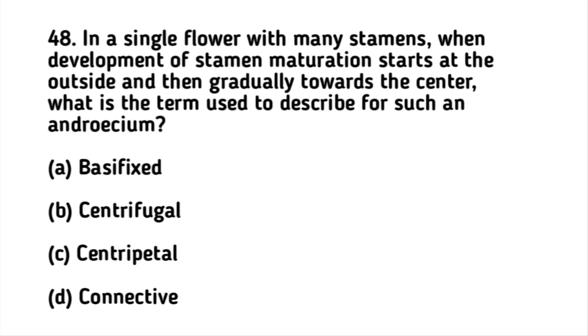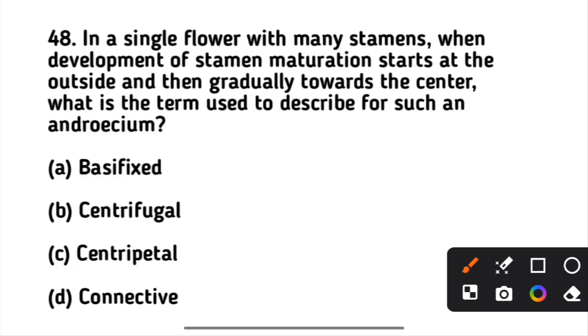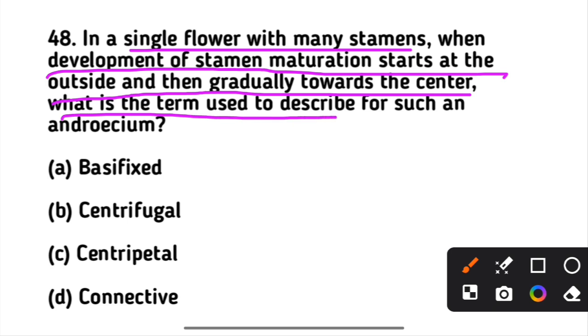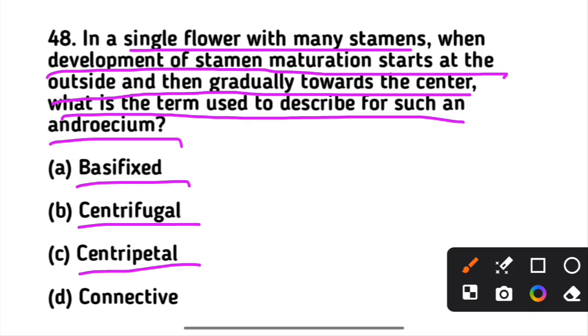Next question. 48. In a single flower with many stamens, when the development and maturation of stamens starts at the outside and then gradually proceeds towards the center, what is the term used to describe such an androecium? Option A basifixed, centrifugal, centripetal, connective tissue. Option C is correct, centripetal.